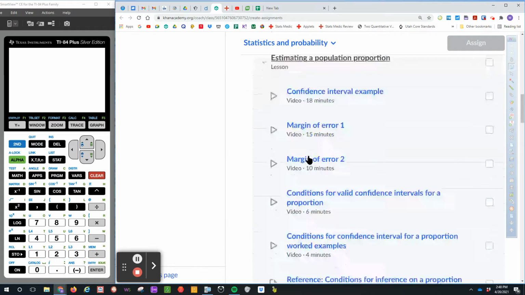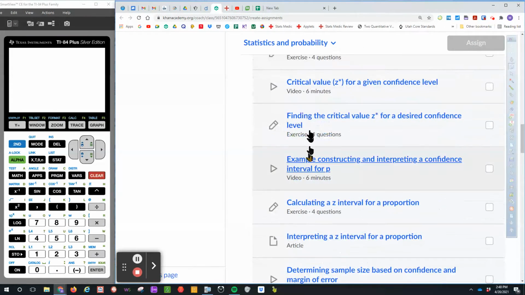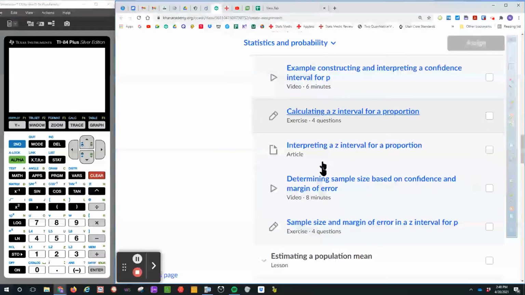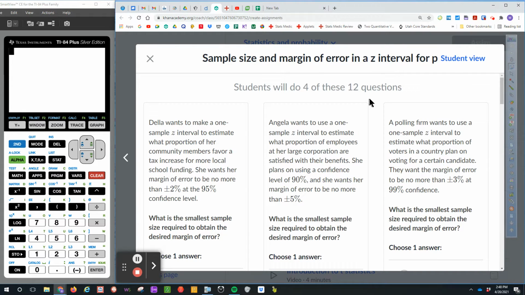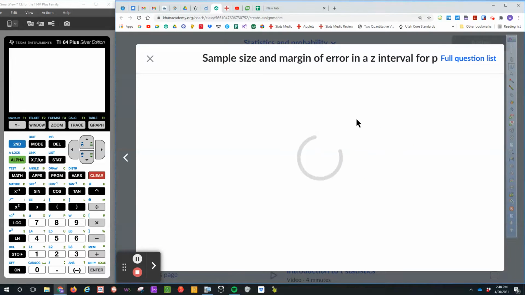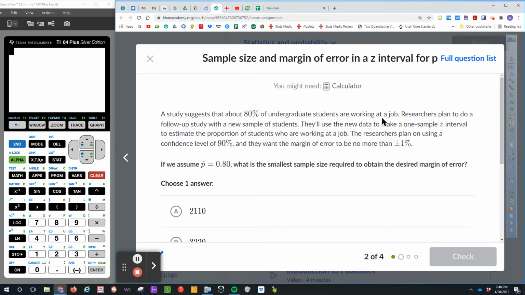Today we're going to do another video in confidence interval unit number 11. We've done calculating, so we are doing sample size and the margin of error in a z interval for population proportion. Okay, so let's read the question.